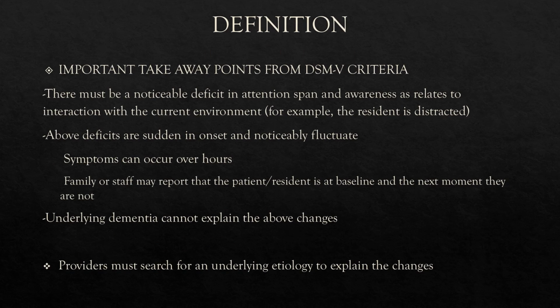To highlight some important takeaways from the DSM-5 criteria, there must be a noticeable deficit in attention span and awareness as it relates to your interactions. These deficits are sudden in onset and noticeably fluctuate. The report that you may have is that symptoms occurred over the course of hours, and that the family or staff is reporting that the patient is at baseline one moment and the next moment they are not. Another important takeaway point is that the underlying dementia of the patient cannot explain the above changes. You as the provider must search for an underlying etiology to explain the changes that are occurring within the patient.